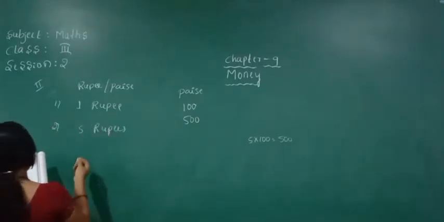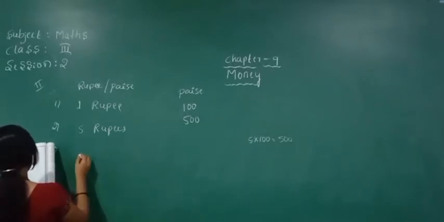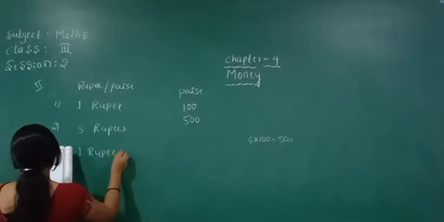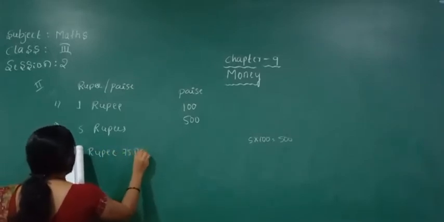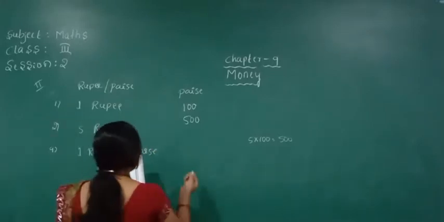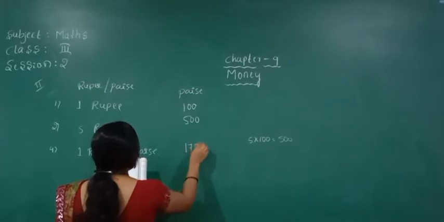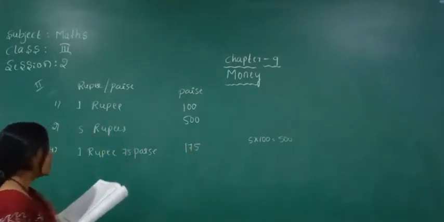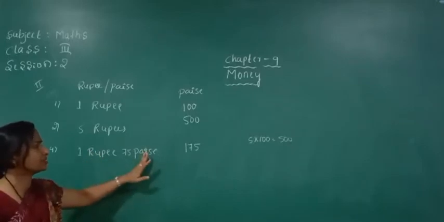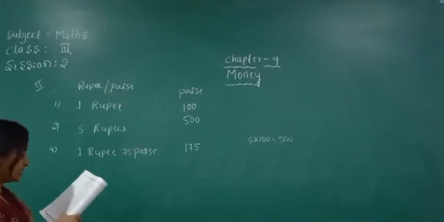Next, the fourth one I'll do here: 1 rupee 75 paise. We write in the paise column in paise form: 175 paise. Understood? First we convert the rupee into paise form, after that we add the paise, so we get the answer 175 paise.